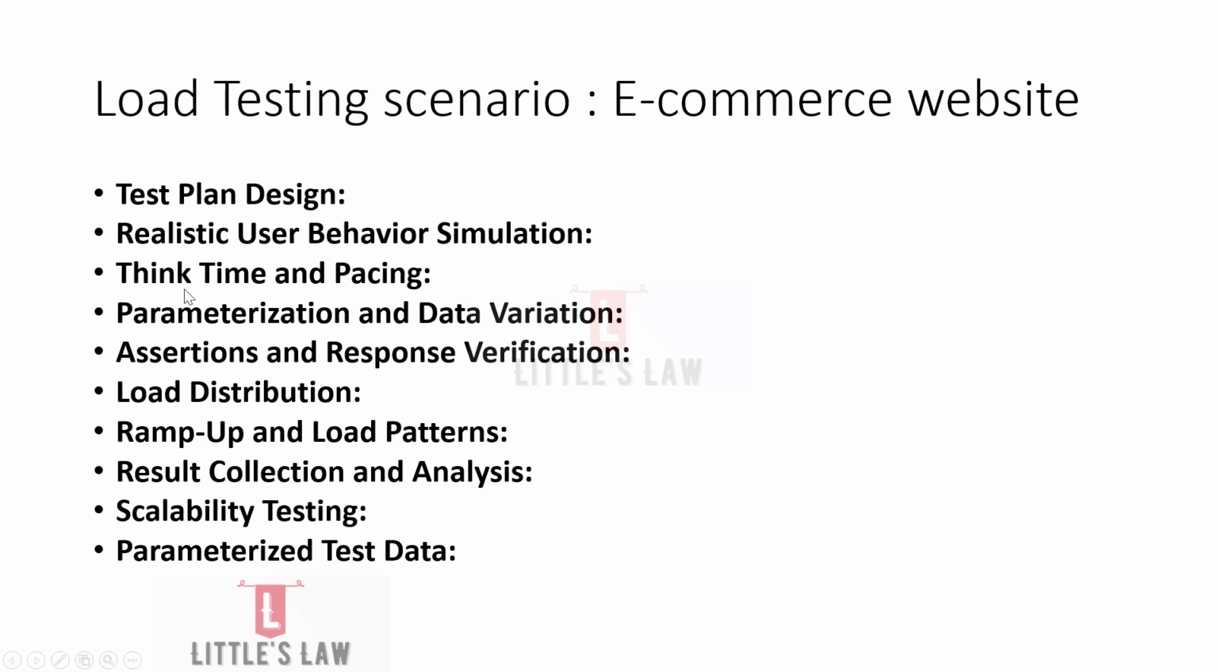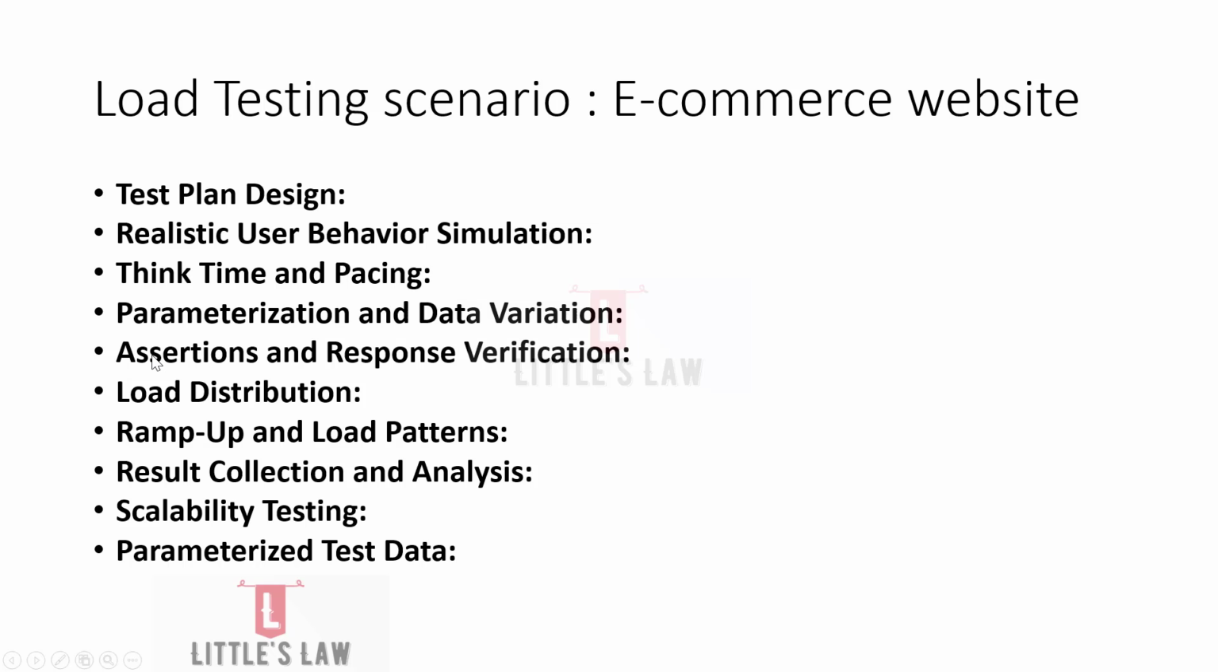And then coming back to the fourth point, which is the parameterization and data variation. So we have to parameterize dynamic values like product IDs, the user credentials, and payment details, and we have to use CSV Data Set Config to feed different data to users, making the simulation more diverse and realistic.